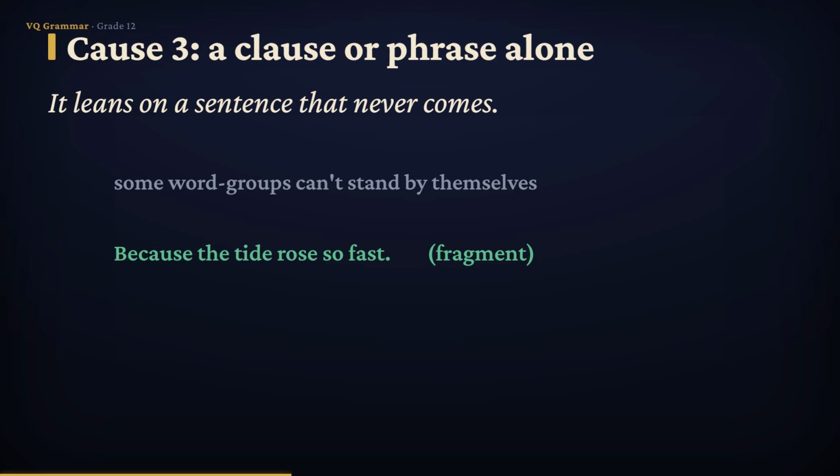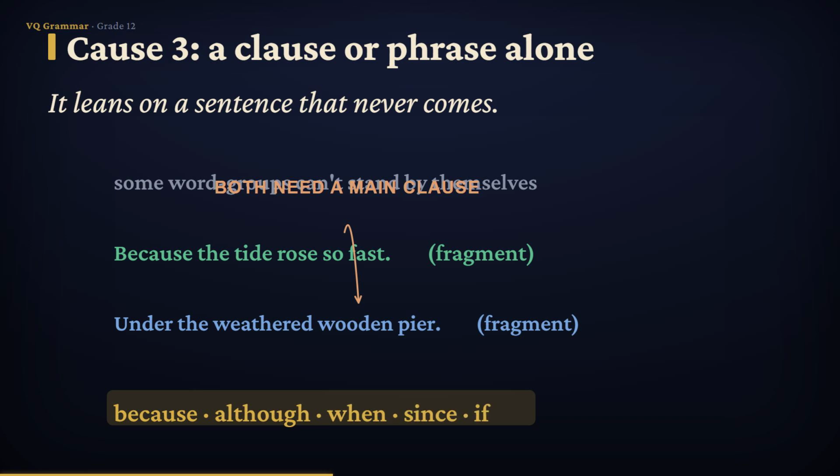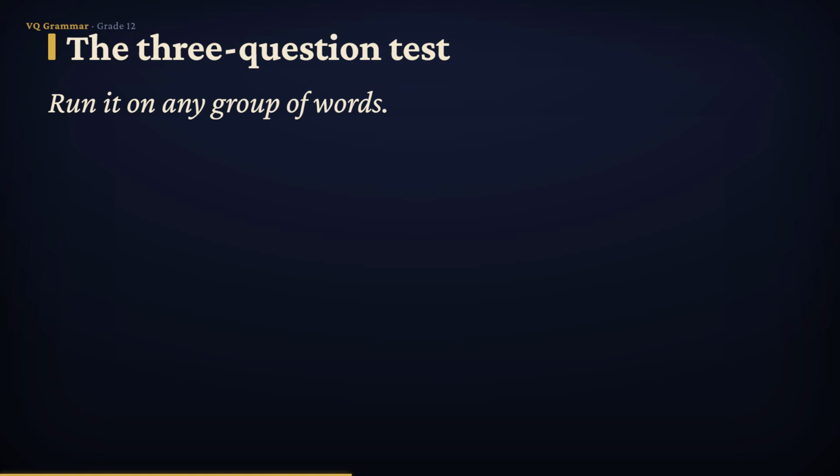That's a subordinate clause. It has a subject and a verb. But the word because leaves it leaning on a main clause that never arrives. Or take a bare phrase, under the weathered wooden pier. It paints a picture, yet it names no subject and no action. Both are fragments. Here's your warning sign. Opening words like because, although, when, since, or if signal a clause that still needs a main sentence to lean on.